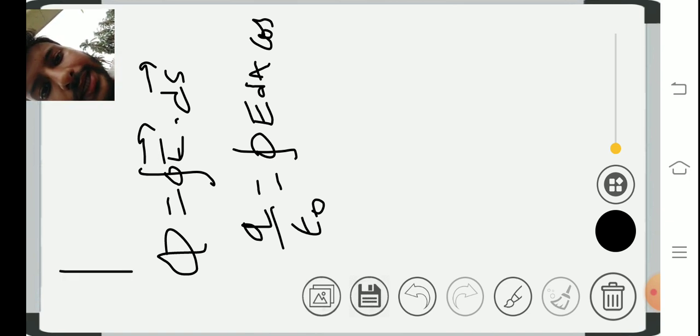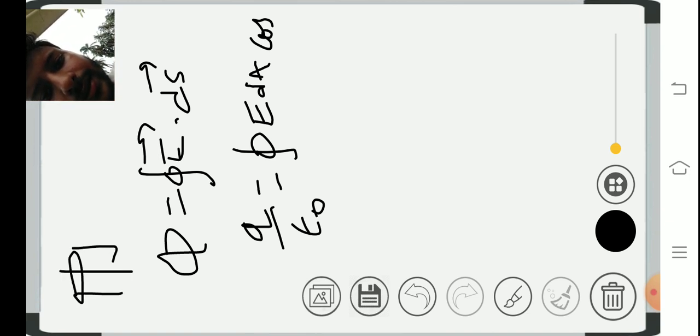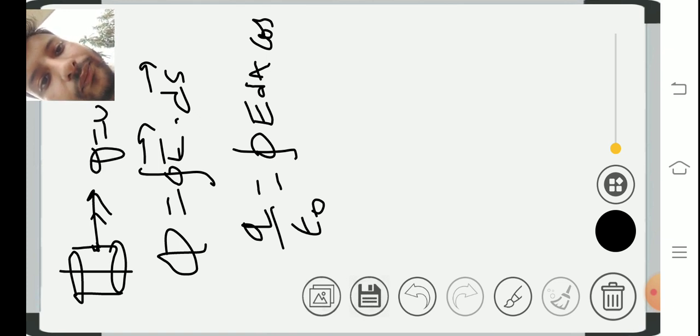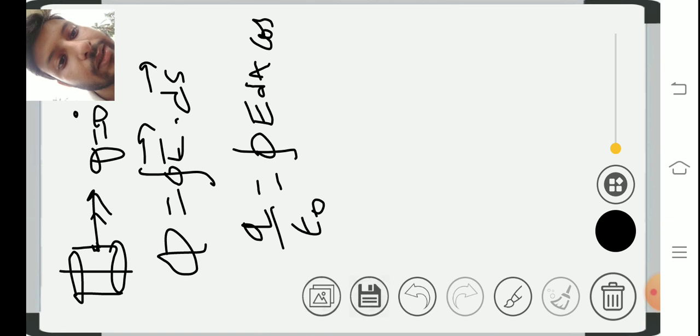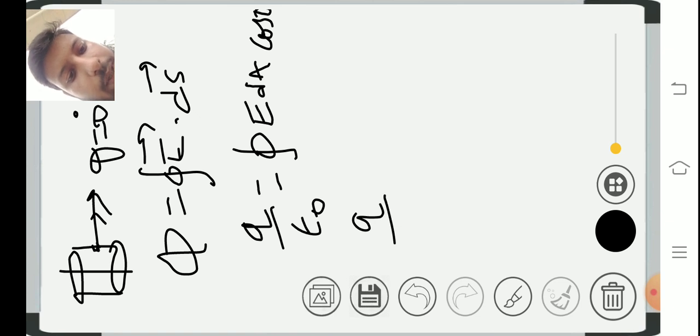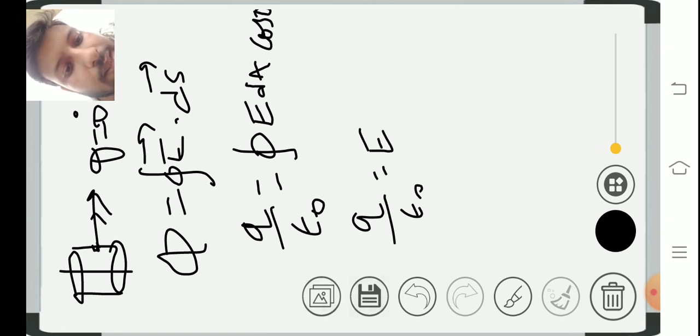For the line charge what we have seen, this was the point of consideration. P, E is in this direction, also dA is in this direction, so theta will be 0 in between E and area vector. So cos 0 degree, and cos 0 is 1. So Q by epsilon naught is equal to E, and E is constant, E dA, and cos 0 is 1.